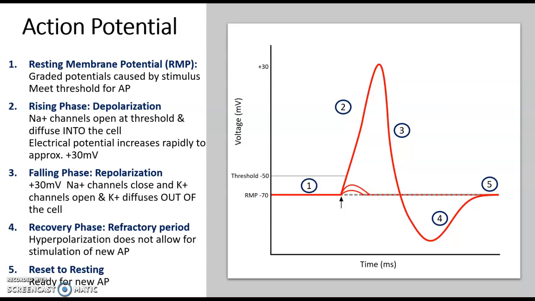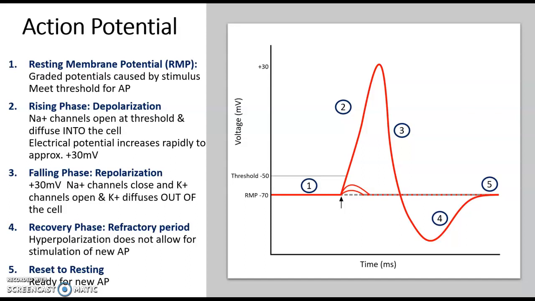The sodium channels are going to become inactivated and close, while the potassium channels are going to open and potassium will diffuse out of the cell. This is where students typically get confused in that they try and make one ion positive and the other ion negative, but both ions, sodium and potassium, are positive. Sodium rushes into the cell during depolarization and potassium rushes out of the cell during repolarization. This allows our membrane potential to return to a more negative state.